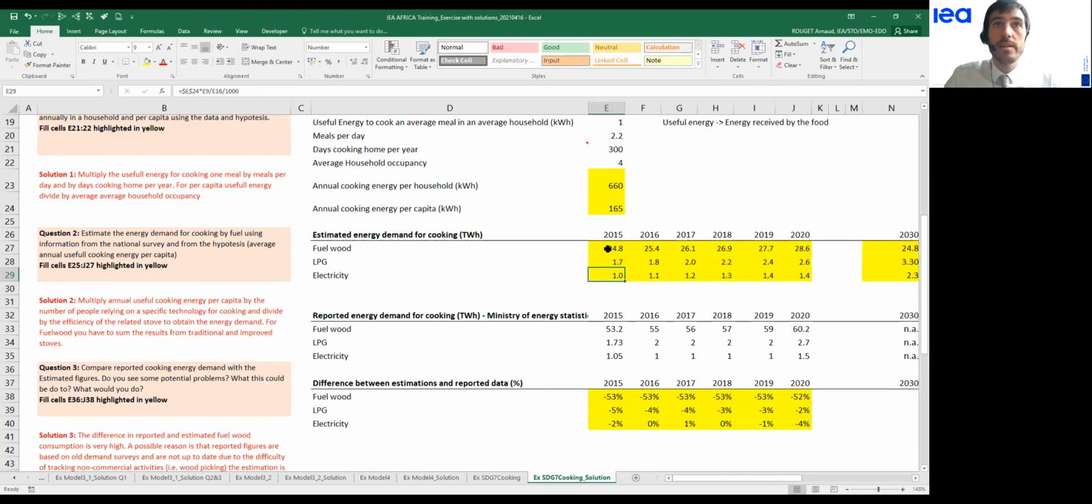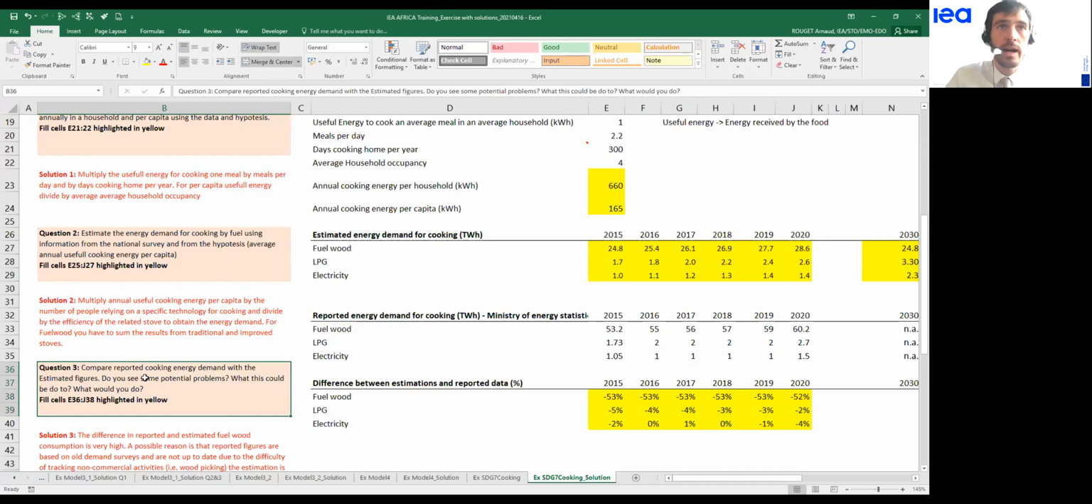We can see that this is something we calculated based on our survey and our calculation of energy need for one household or per capita for cooking per year. But we also had some information coming from the Ministry of Statistics, and then we can compare those data, which are more bottom up and coming from our estimation, with the data from the Ministry of Statistics. And that's what is asked at question 3. What's the difference between estimation and reporting data?